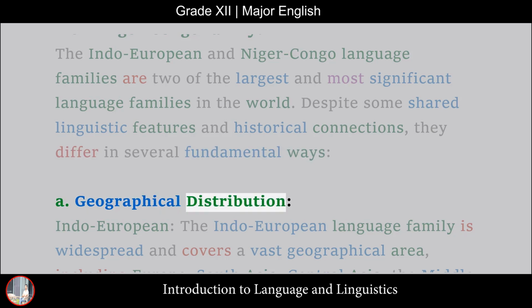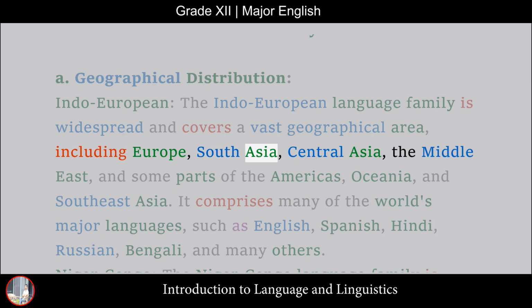A. Geographical distribution. Indo-European: The Indo-European language family is widespread and covers a vast geographical area, including Europe, South Asia, Central Asia, the Middle East, and some parts of the Americas, Oceania, and Southeast Asia. It comprises many of the world's major languages, such as English, Spanish, Hindi, Russian, Bengali, and many others.